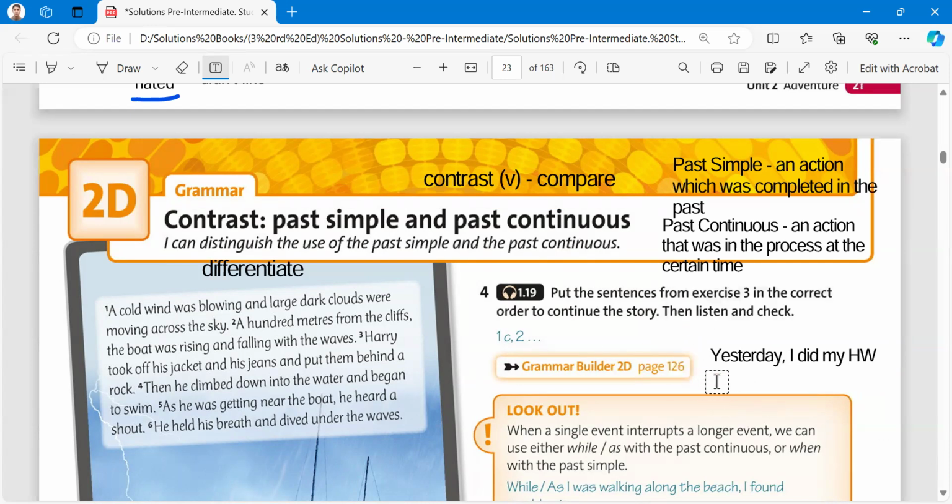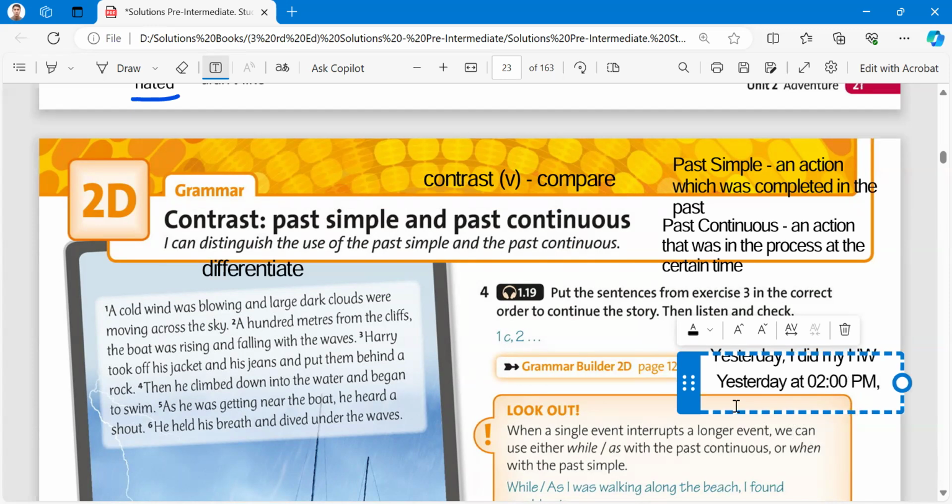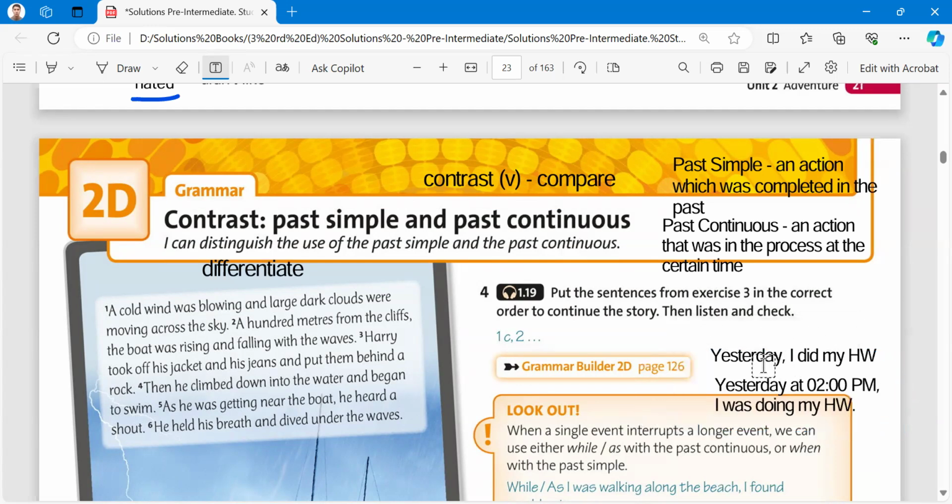But if I talk about an exact, certain time, yesterday at, let's say, 2 p.m., I was doing my homework. It means at that exact time I was doing it. My doing homework was in the process. It wasn't finished. But in the past simple, you don't know whether it was in the process. I'm just telling you that it finished, it was completed. It is about the completed action.